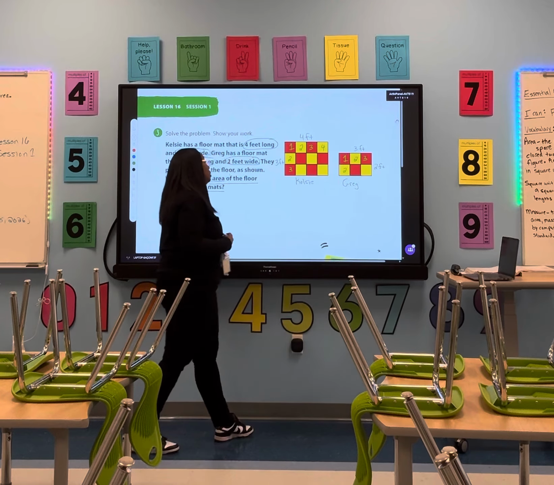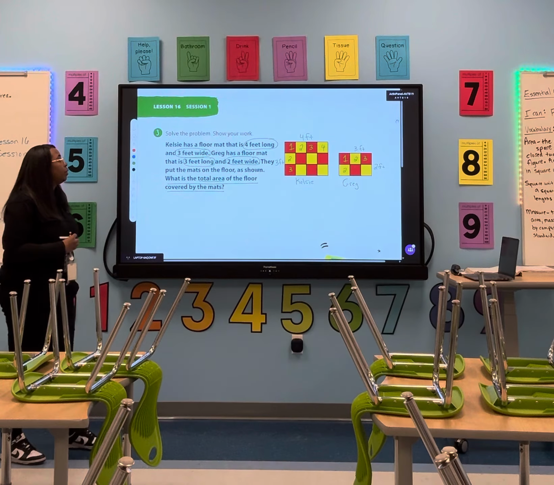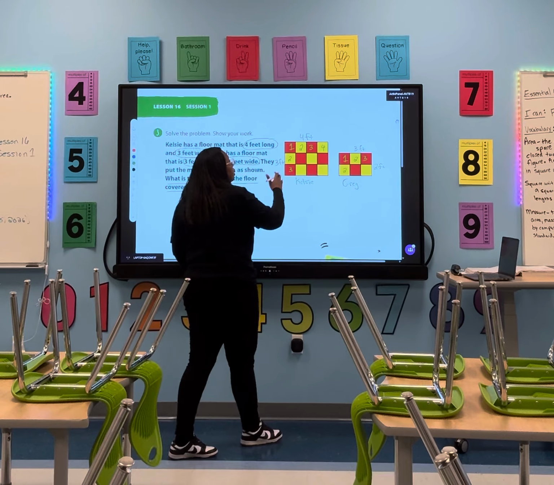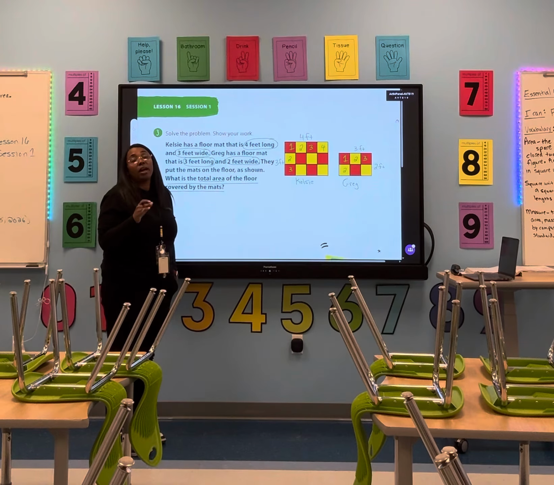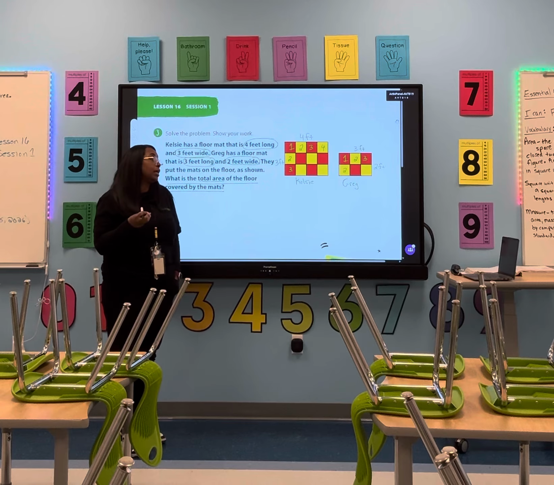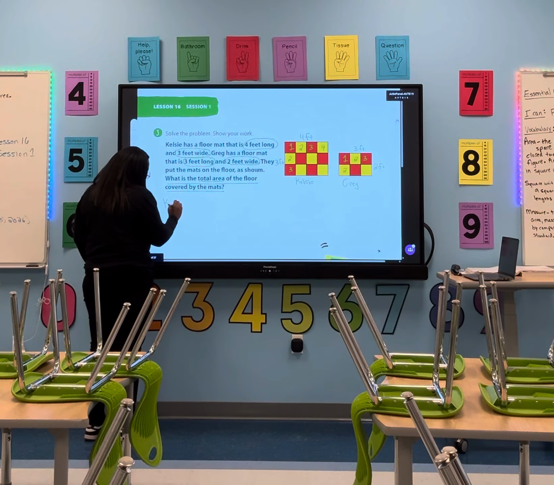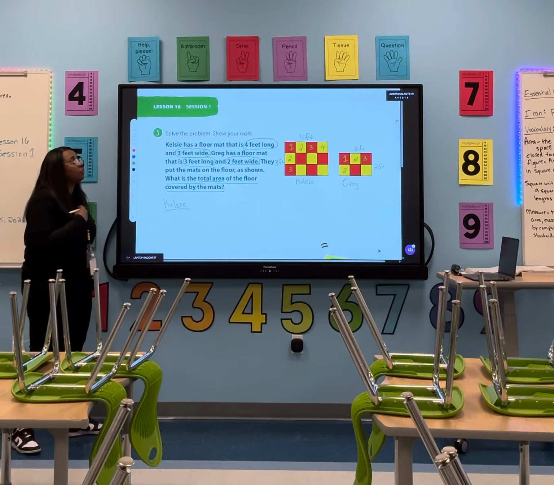All right. So now they want to know what's the total area. But before I can find the total area, I have to figure out what's the area of both of these individually. Then once I figure that out, I can figure out what's the total of them together. So let's start out with Kelsey's. And I need to figure out an equation that I can write to figure out the area for Kelsey's.